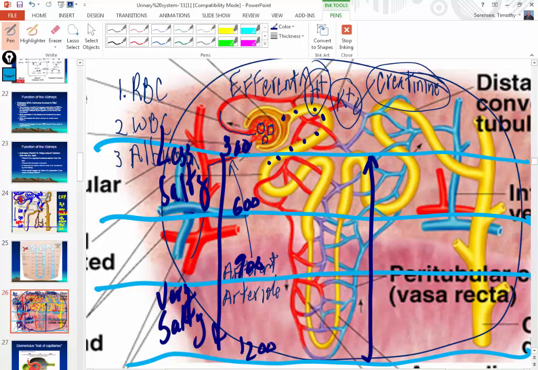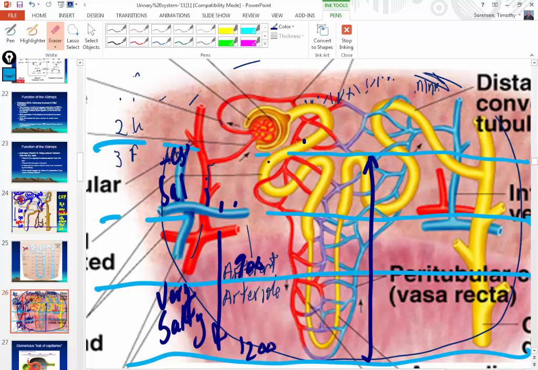All right, so let me erase this. I wonder if there's a way to erase just all of it all at once. There should be, huh? Oh, I got this big eraser. Look.